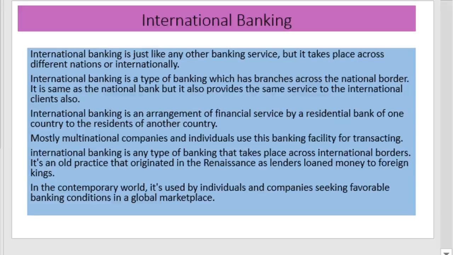It is an arrangement of financial services by resident banks of one country to the residents of another country. International banking is the provision of banking services by one resident bank to the residents of another country. Mostly multinational companies and individuals use this banking facility for transactions. International banking is any type of banking that takes place across international borders.